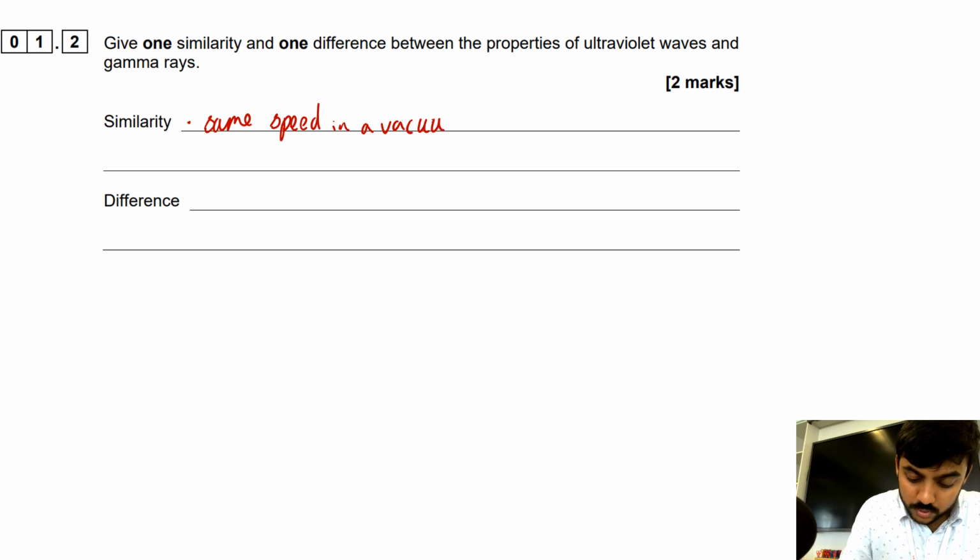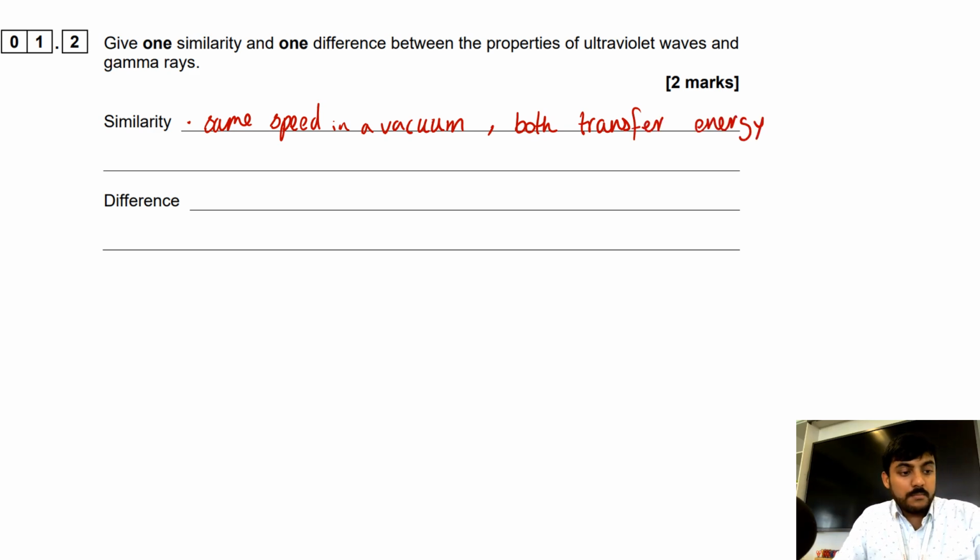Vacuum is the only word I know with two U's consecutively. They both transfer energy. And they are both transverse waves.